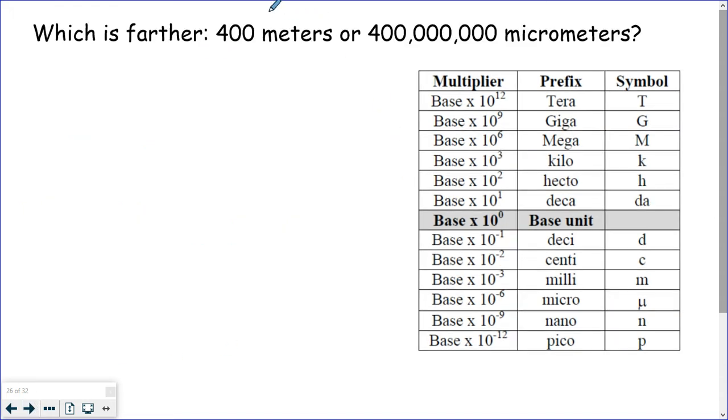Here's how you convert with these. This is on your conversions, or on your note guide. This is your first question on there. Convert 400 meters to micrometers or something like that. We're going to answer this question, which is farther, 400 meters or 400 million micrometers. So to answer that question, we want to convert between these two. Let's take our 400 meters and let's convert this into micrometers. Micrometers is this little symbol here.